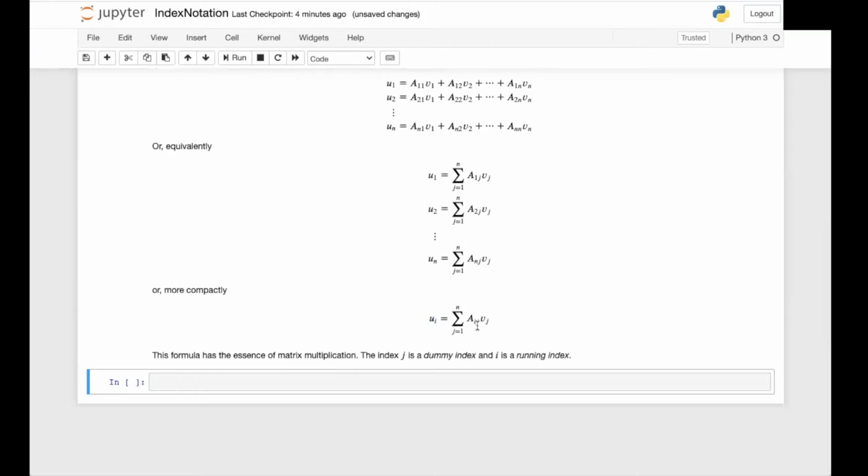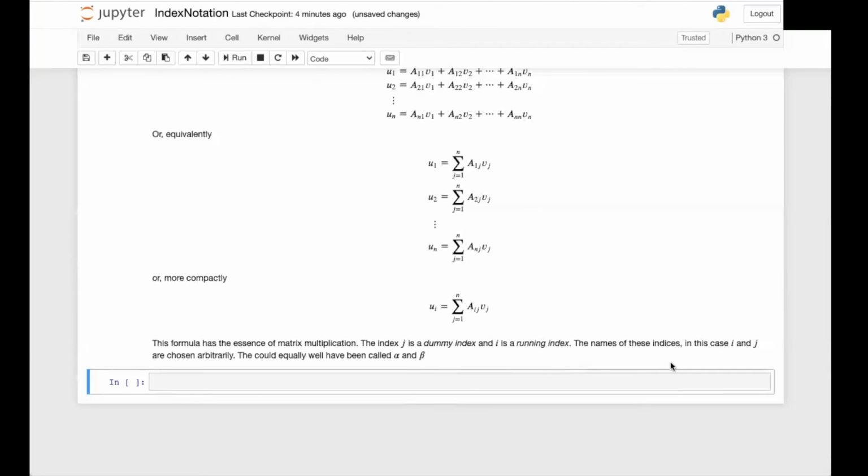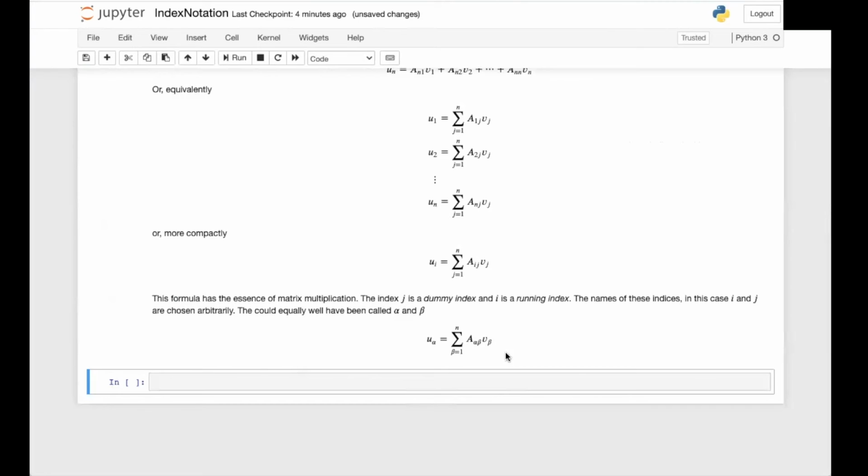The index j is called the dummy index, and i is a running index. The names of these indices, in this case i and j, are completely arbitrary. They could equally well have been called alpha and beta, leading to this equation, and these two equations are equivalent.